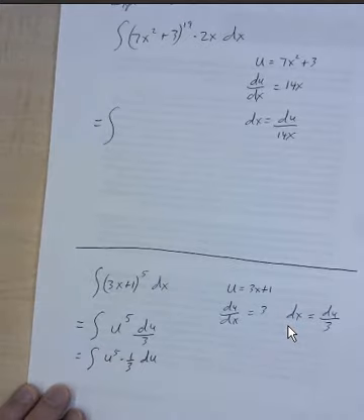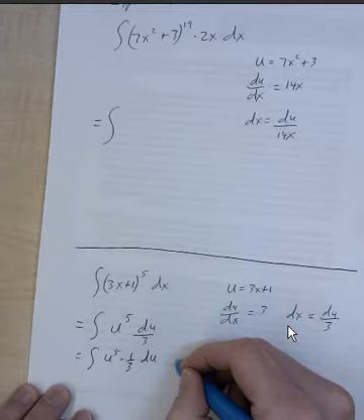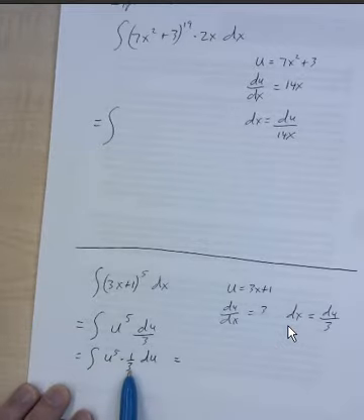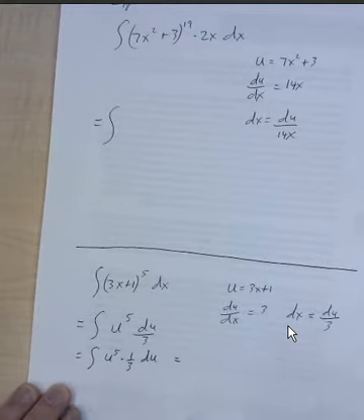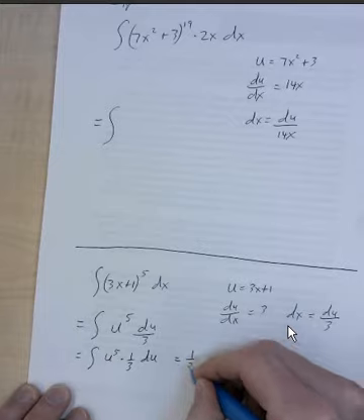Is that good? Great. Now, we see the constant multiplier 1/3. We can kick that to the outside. So now we have 1/3 of the integral of u to the 5th du.